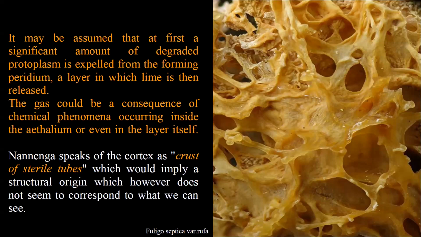This is Fuligo septica. It may be assumed that at first a significant amount of degraded protoplasm is expelled from the forming peridium, a layer in which lime is then released. The gas could be a consequence of chemical phenomena occurring inside the aethalium or even the layer itself. Nannenga speaks of the cortex as a crust of sterile tubes, which would imply a structural origin, which, however, does not seem to correspond to what we can see.